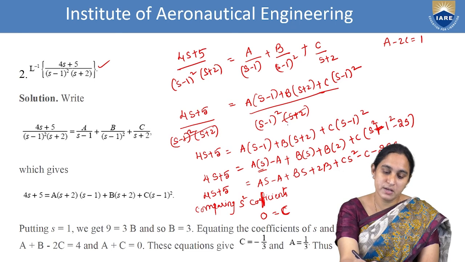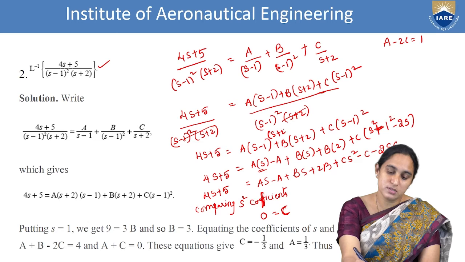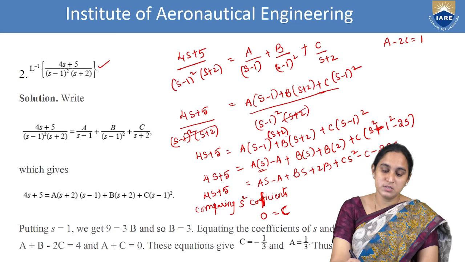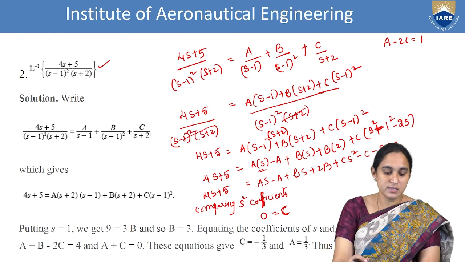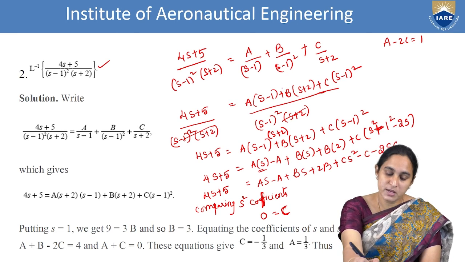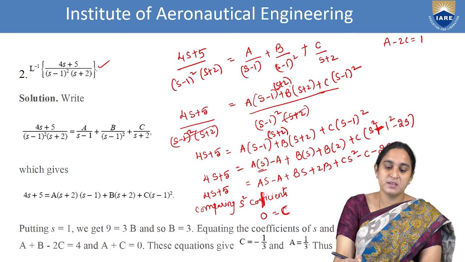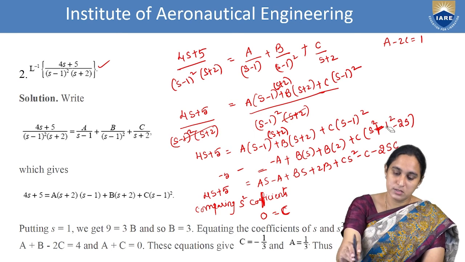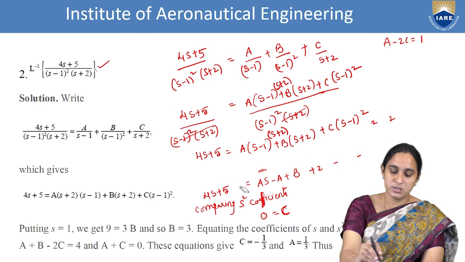Here A into S minus 1 into S plus 2 is also there. In the previous step, S equal to 1 directly gave A is 0, so there is no mistake there. But here it is A into S minus 1 into S plus 2 plus B into S plus 2 plus C into S minus 1 whole square, over S minus 1 whole square into S plus 2. Sorry, this is wrong. Next, continuation.